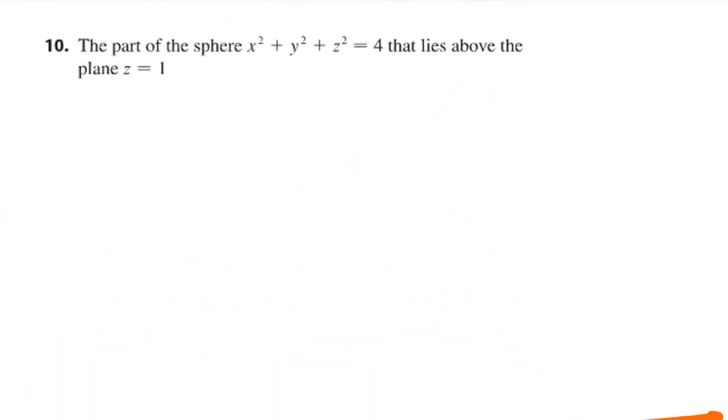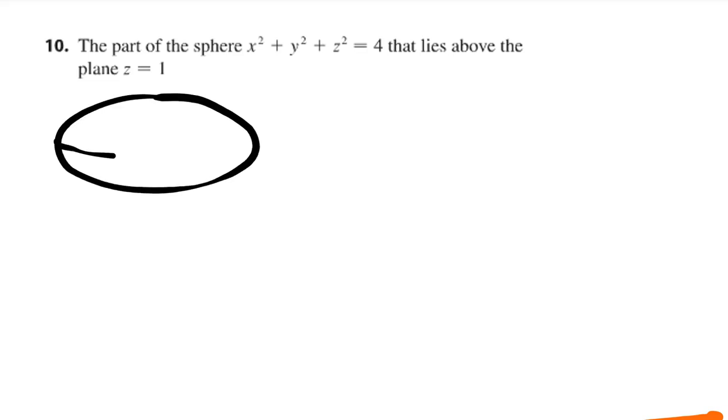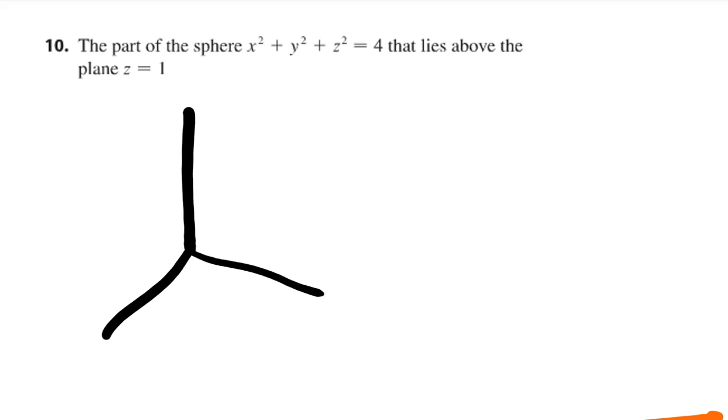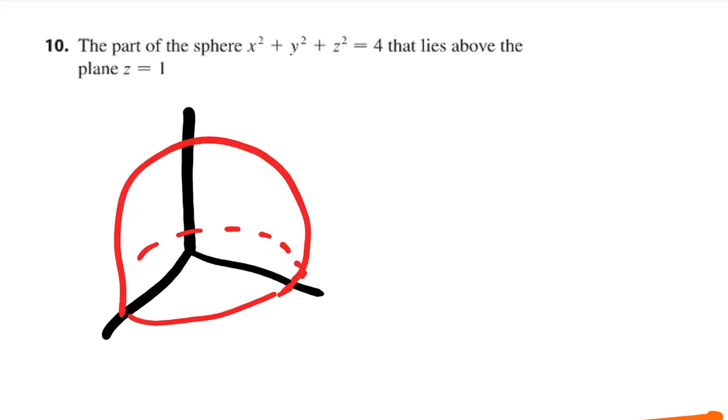The part of the sphere that lies above the plane z equals 1. So you've got a sphere, and then it lies above the plane z equals 1. So I'm going to draw this sphere above the plane z equals 1. Let me draw the sphere. It's just the top half of it. I'm just going to draw the top half, not really to scale here.